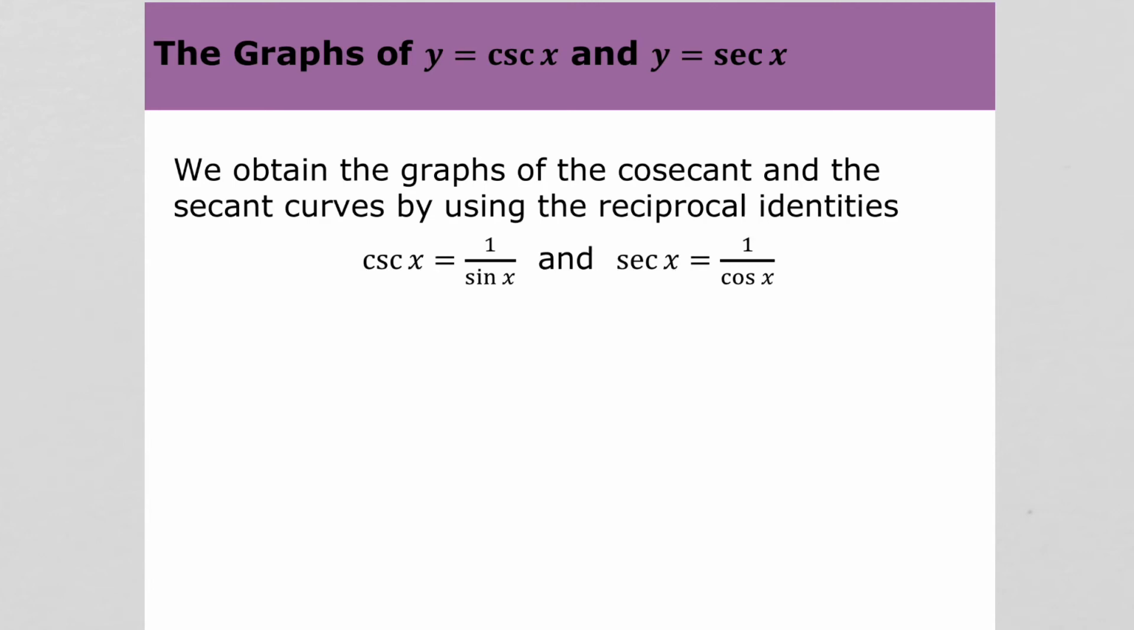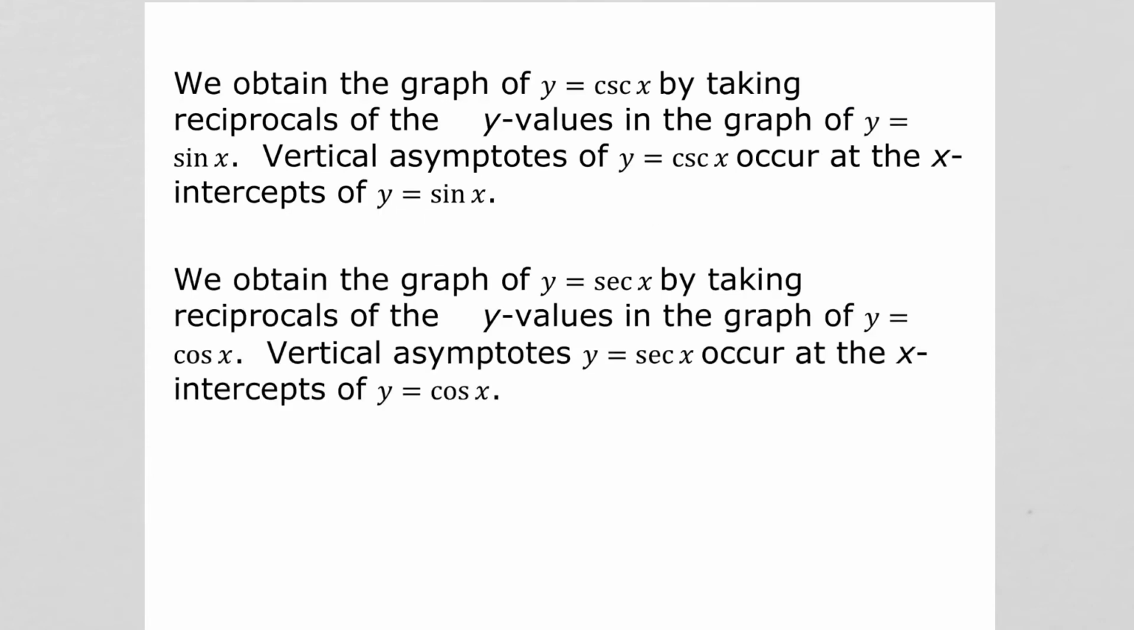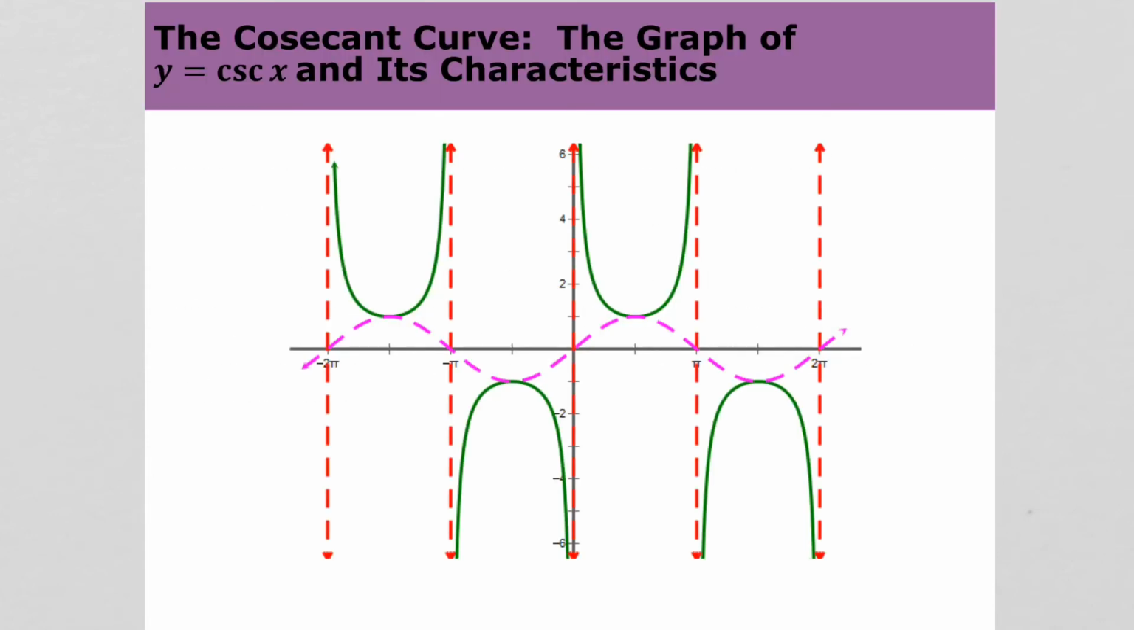secant and cosecant. We know that cosecant is 1 over sine and secant is 1 over cosine. They're the reciprocals, and that is taken into account when we're graphing. So cosecant is the reciprocal of sine, so we actually use sine to help us graph cosecant. The pink curve here is the sine curve, and the green is the cosecant curve.